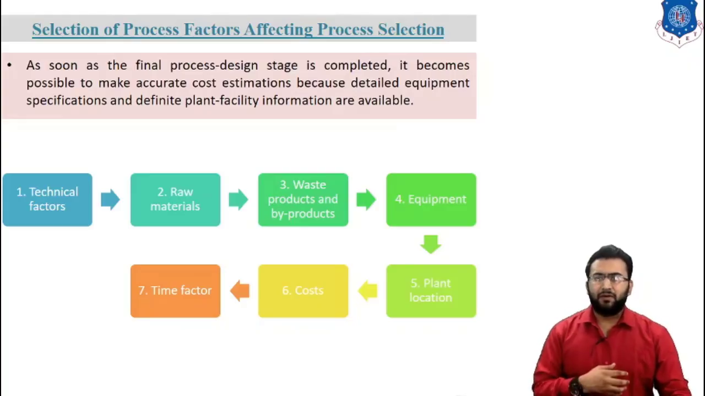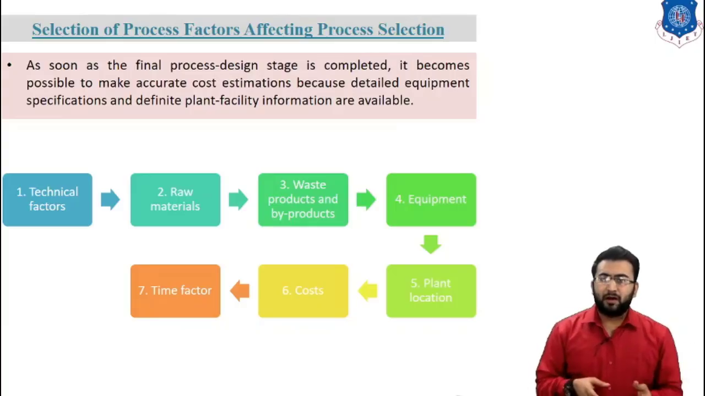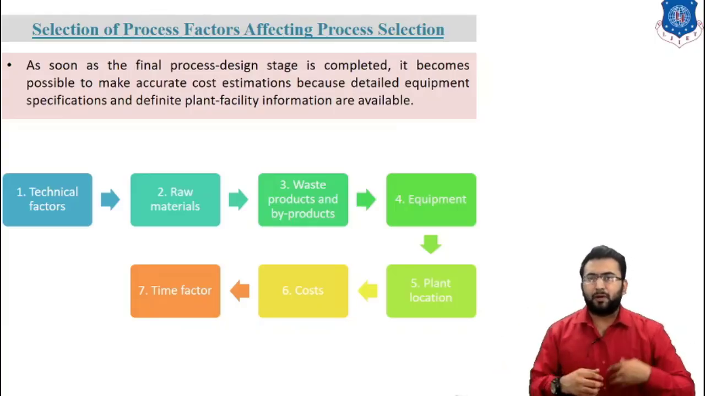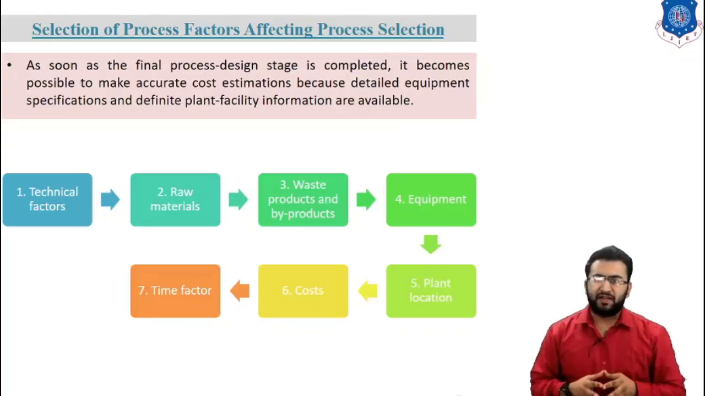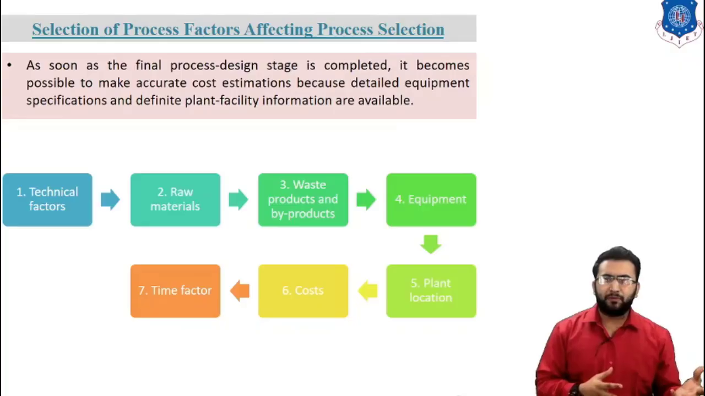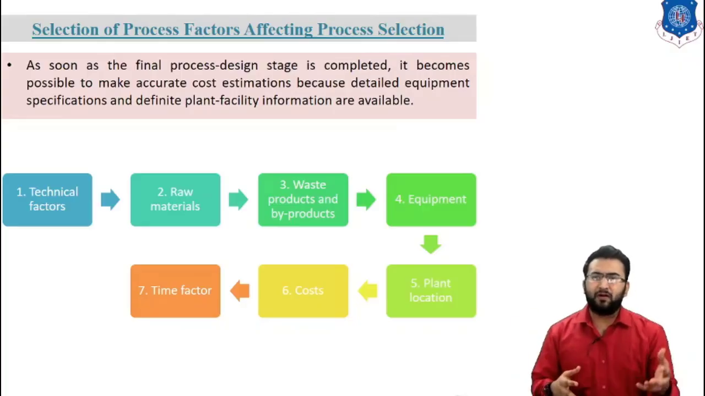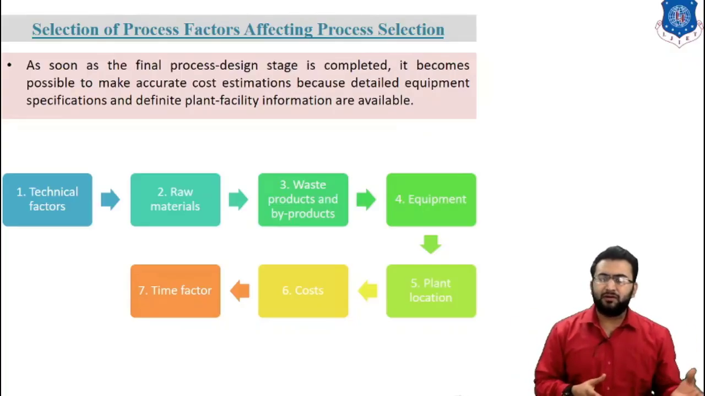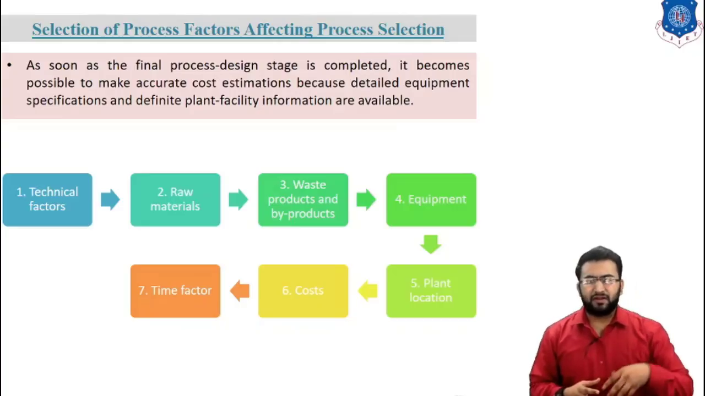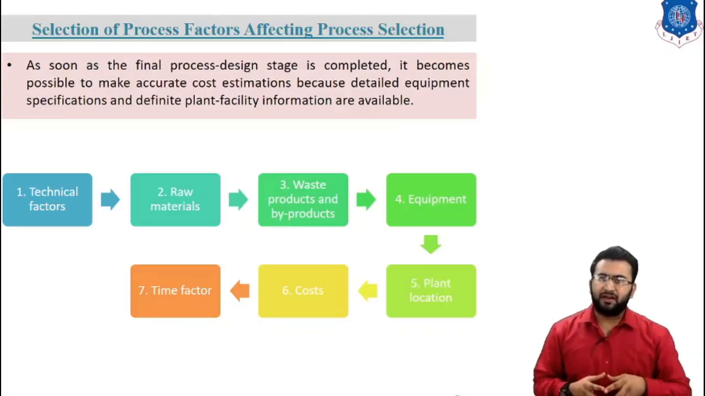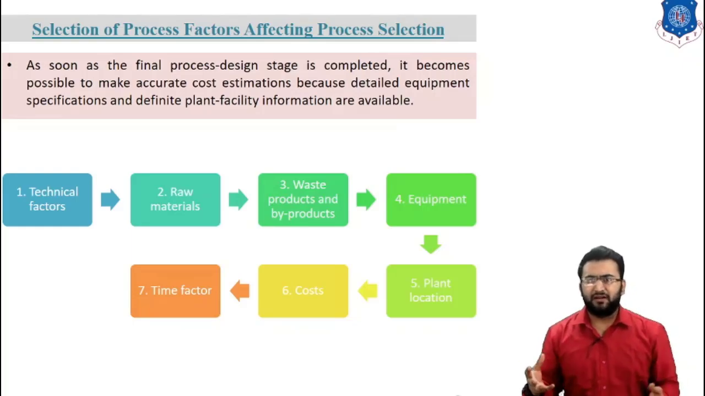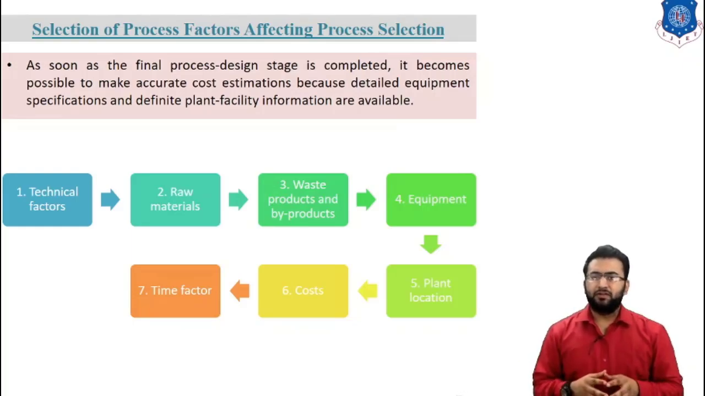Third factor is waste product and byproduct. For waste product and byproduct, the amount of waste produced or amount of byproduct produced is also a factor which affects process selection. The value of that byproduct or the cost for the disposal of that waste is also important and considered in cost estimation. Then potential market and use, manner of discard, environmental aspect. So these all are factors which affect waste and byproduct.